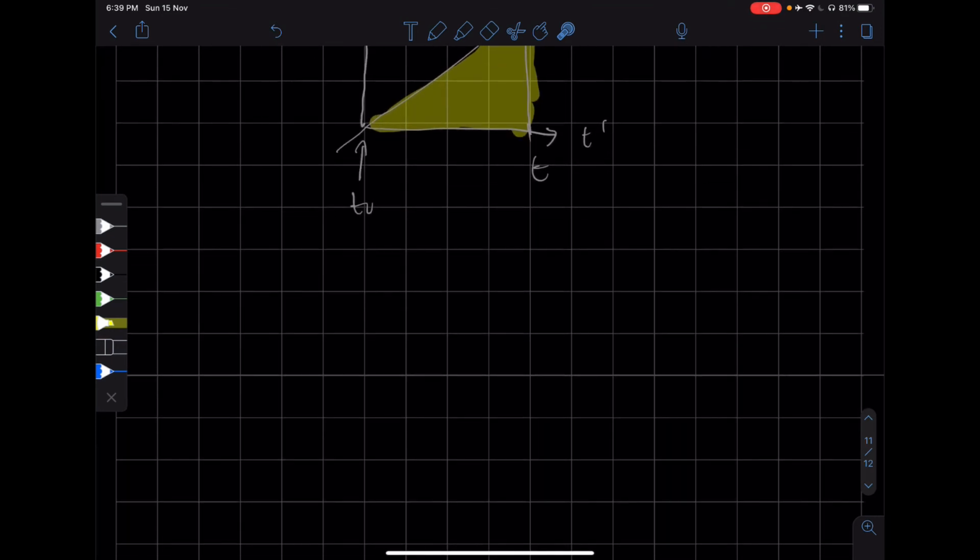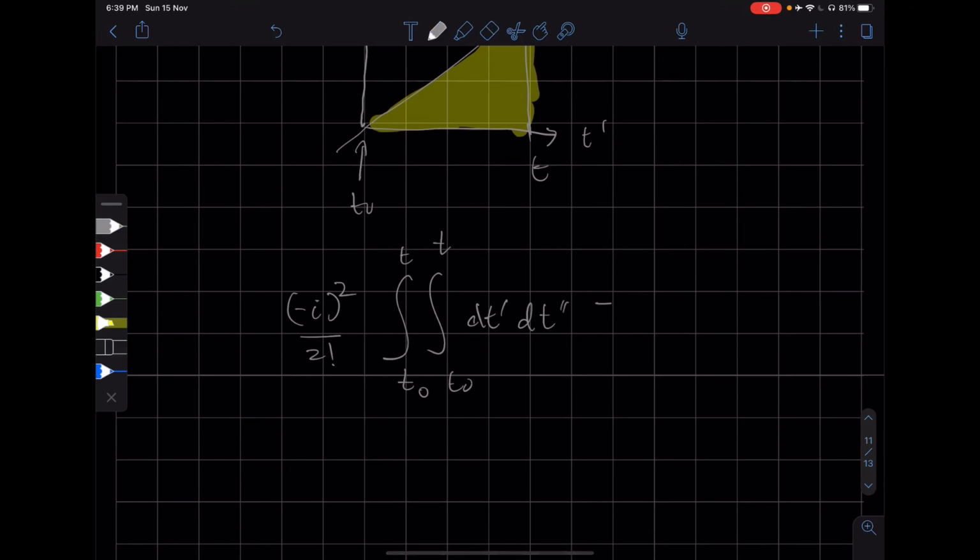So we can write the second term as minus i squared, and because we're integrating over double the domain, we have to divide by 2, so we write 2 factorial, and the integral now goes from t0 to t, t0 to t, and here we have dt', dt'', and then we have the time ordering of H_I(t') and H_I(t'').